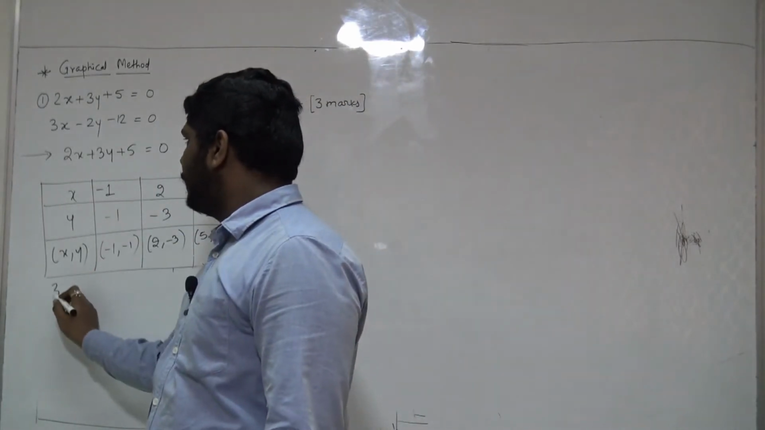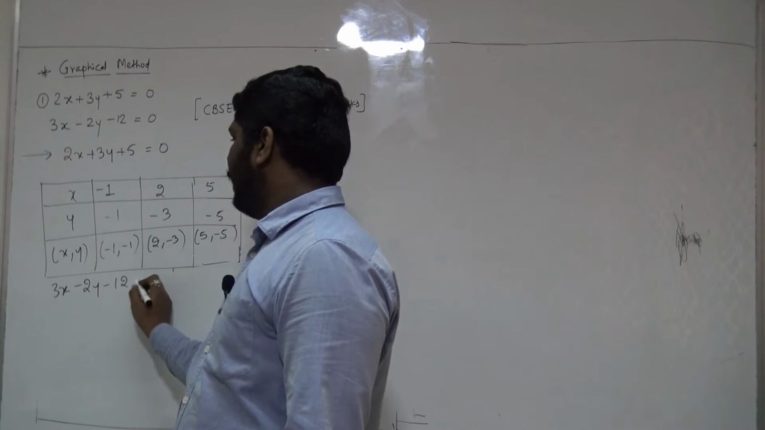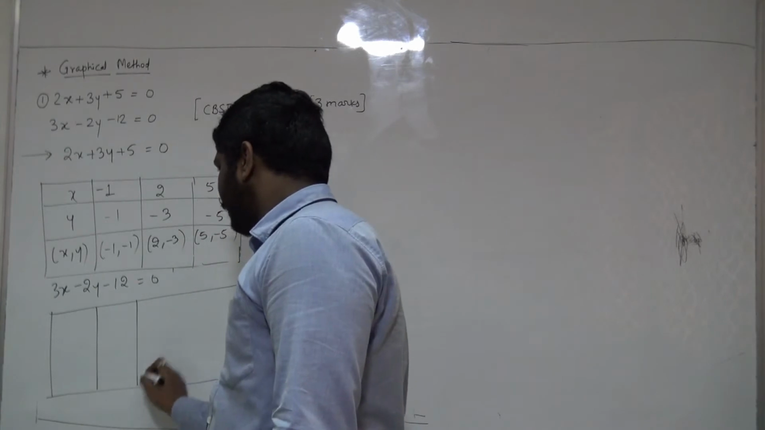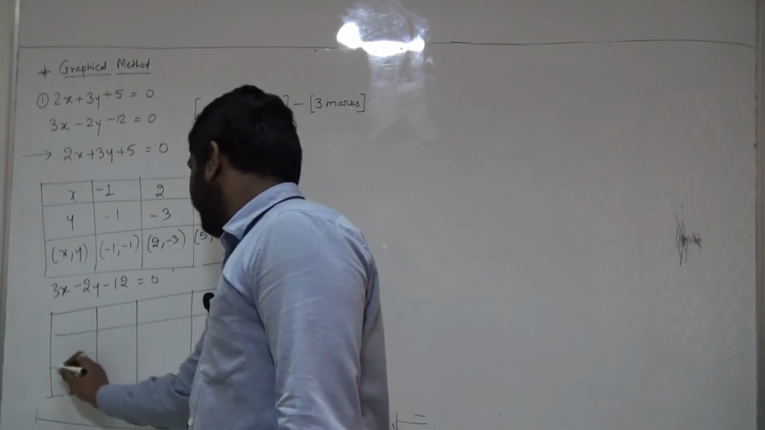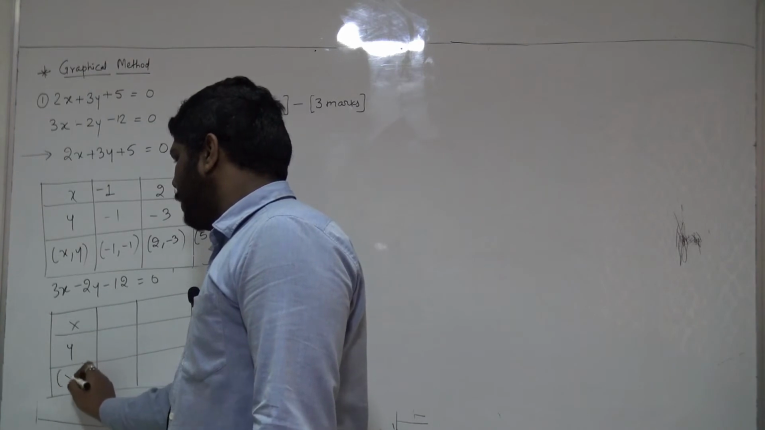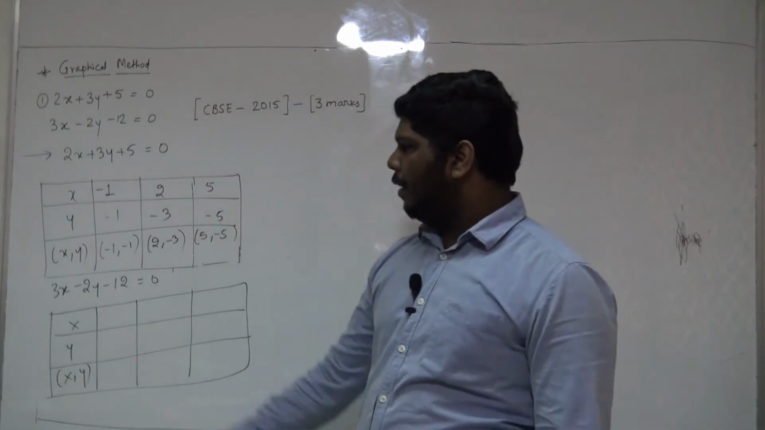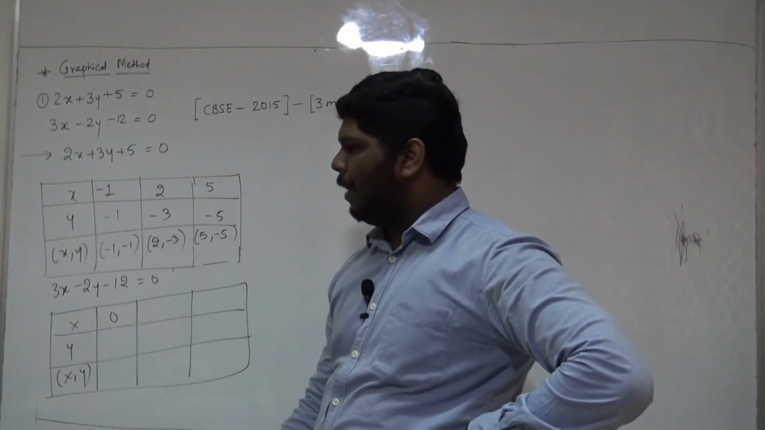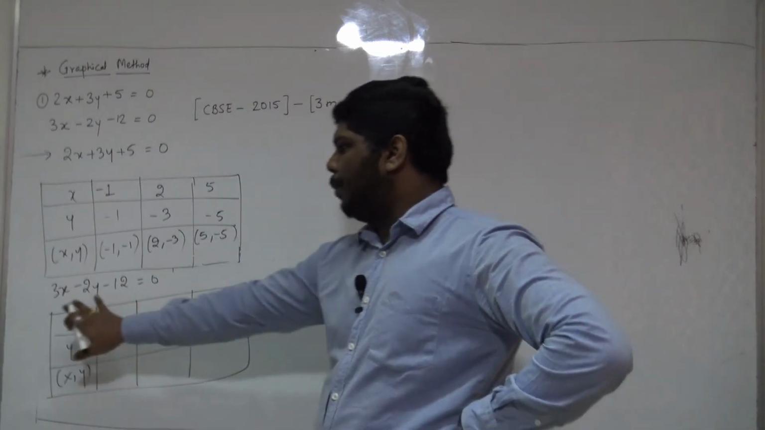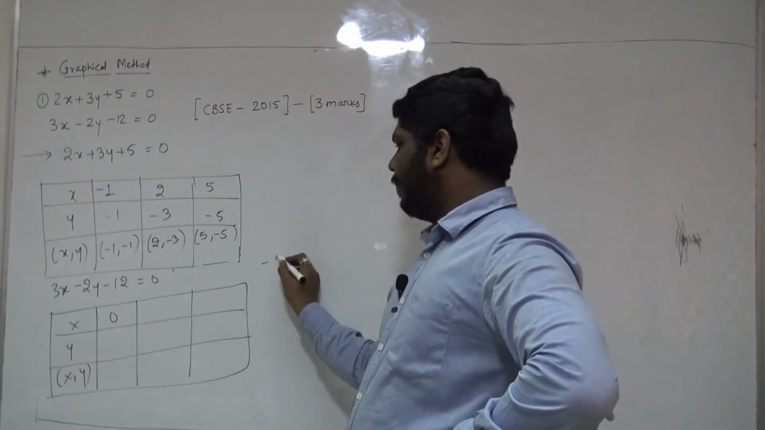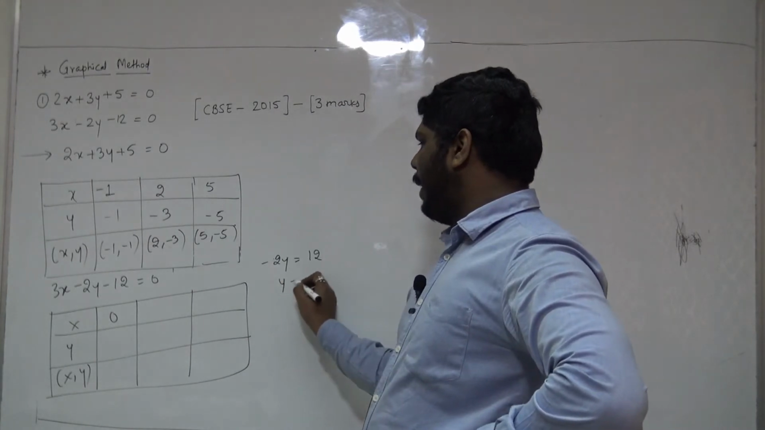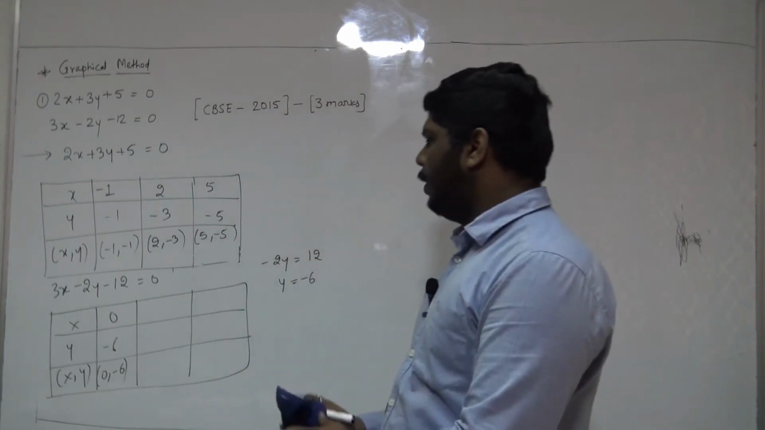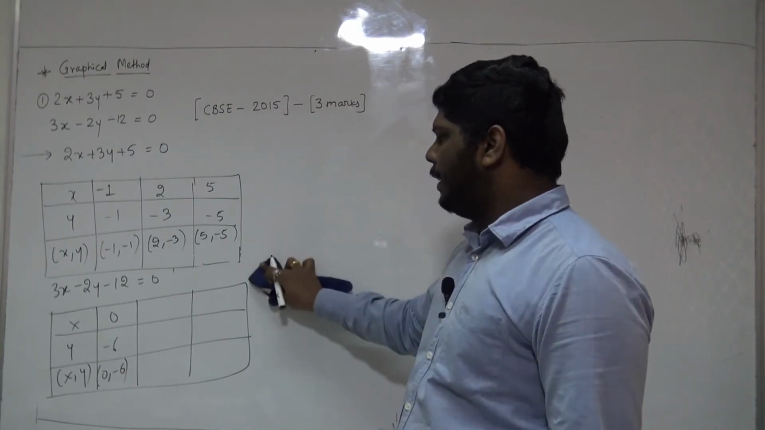The second equation is 3x minus 2y minus 12 is equal to 0. So x comma y, correct. Again I will start assigning simple values for x. Suppose I keep the value of x as 0, what will happen? Minus 2y minus 12 is equal to 0 because this is 0. Minus 2y minus 12 will go there, plus 12, and the value of y will be minus 6. Some calculations you can do without solving separately, right? So if x is 0, the value of y will be minus 6.